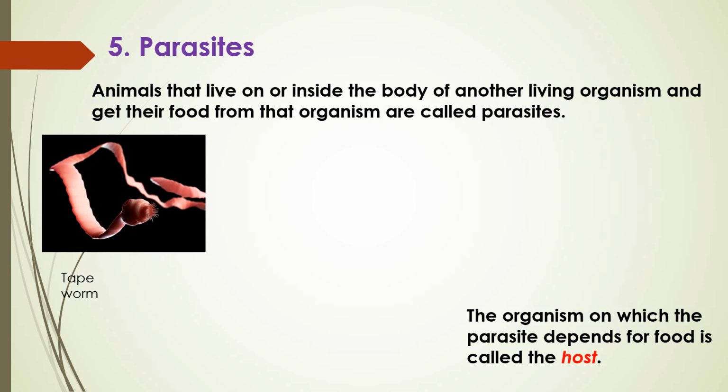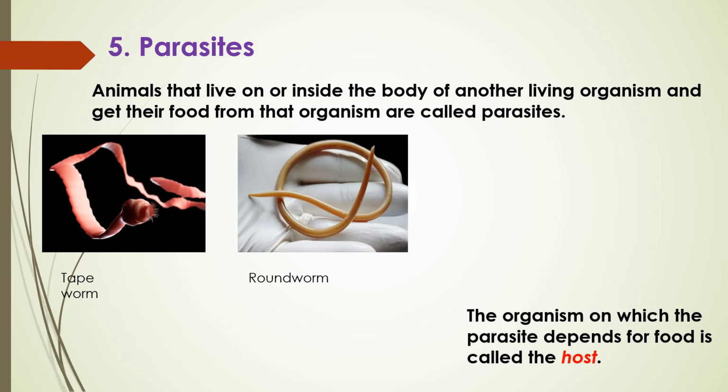Some of the examples can be tapeworm. It can be very long when it is inside the body of any living animal. So this will get inside our intestine. This can also get inside our brain, inside our liver. So whenever it enters inside our body, it takes food from inside our body and it grows inside our body only. And when it becomes bigger and bigger, it causes much pain and suffering to the animal inside which it is living. Another example can be roundworm.